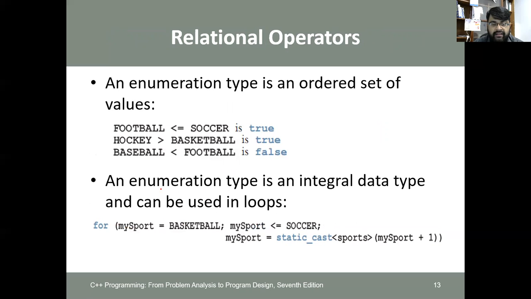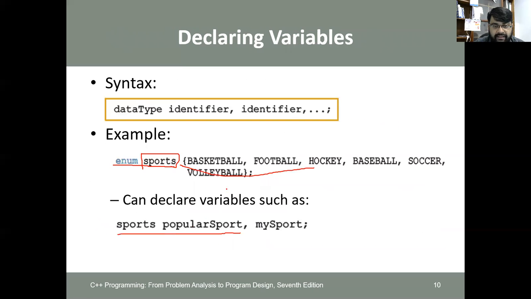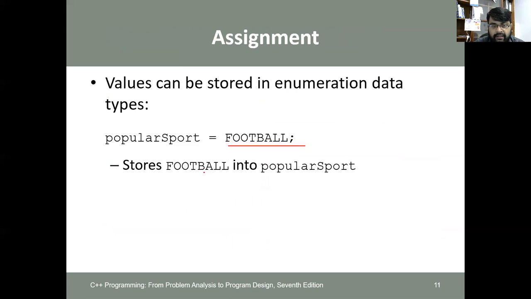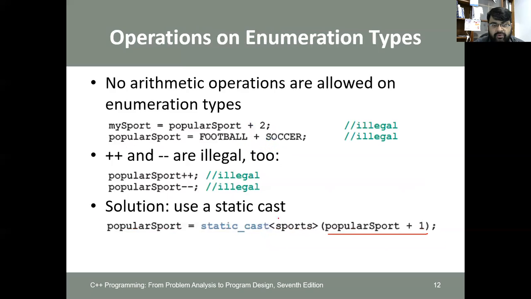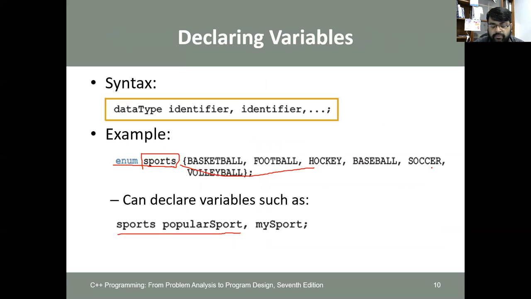Similarly, when you use it in a loop like this, let's initialize my sport with basketball. While my sport is less than or equal to soccer, my sport is equal to static cast sports, my sport plus 1. So now we can use everything we have learned about the enum data type to define a for loop, and it's very easy. Basketball is the starting point. If we go back to the example, basketball is the 0th element, right? 0, 1, 2, 3, 4, 5, and we continue the loop until my sport is less than or equal to soccer. So it will have the values basketball, football, hockey, baseball, and soccer.